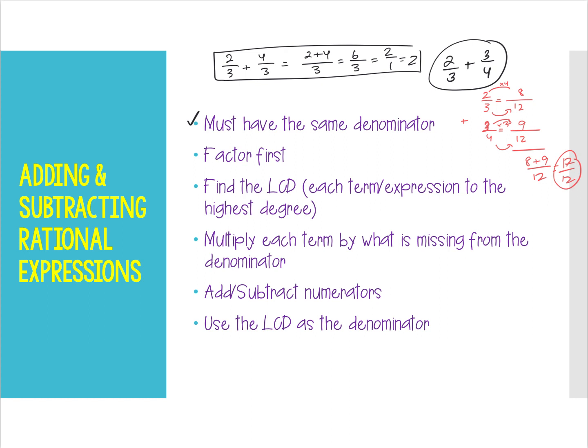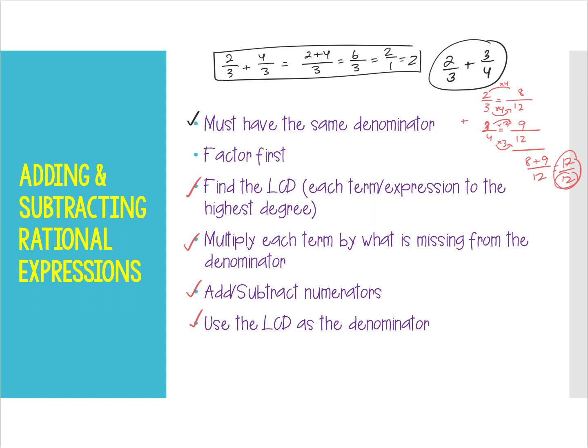However, there's a process involved here of creating equivalent fractions with like denominators, right? You have to multiply each term by what's missing from the denominator. That's what I did here by multiplying by 4 and multiplying by 3. And then you add and subtract your numerators, and you use that LCD as your denominator for your new fraction.